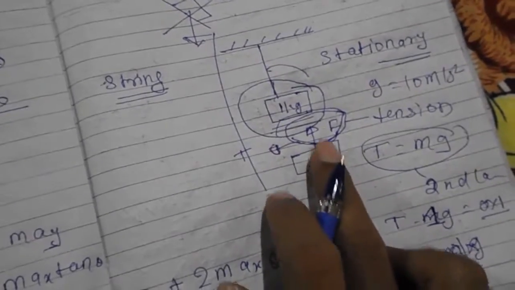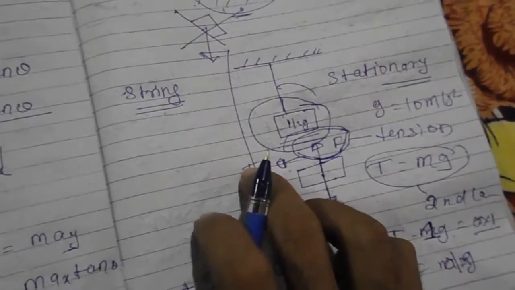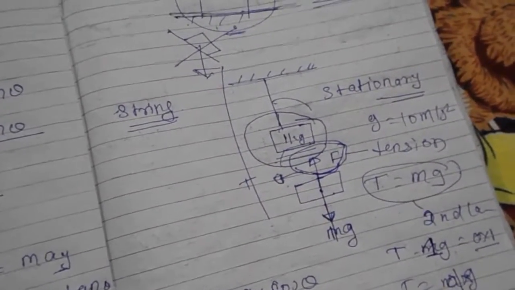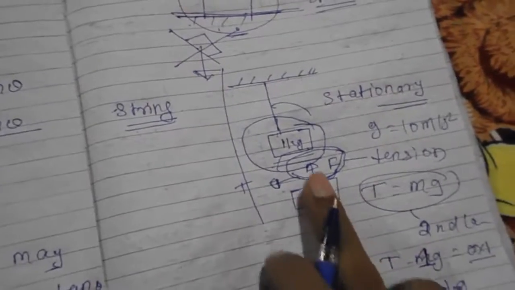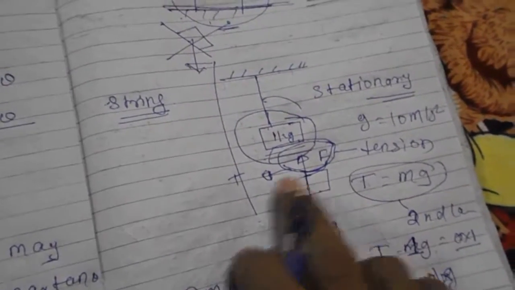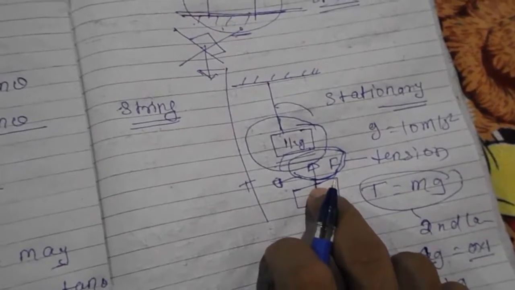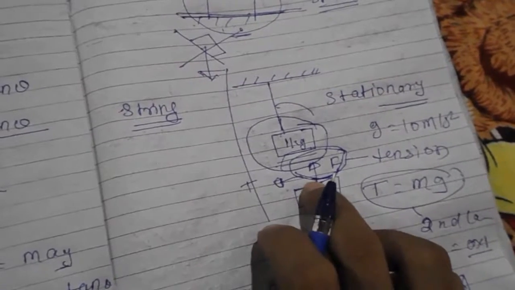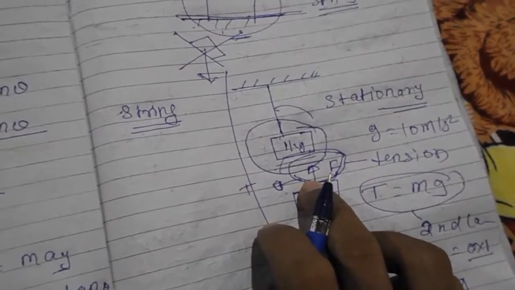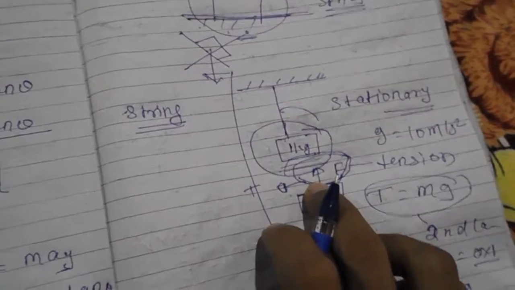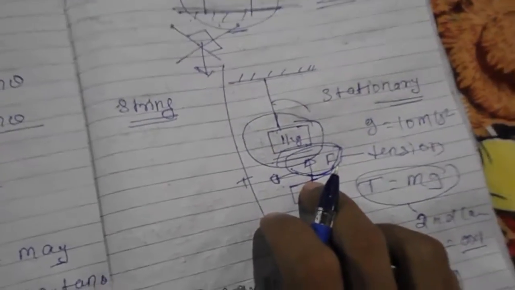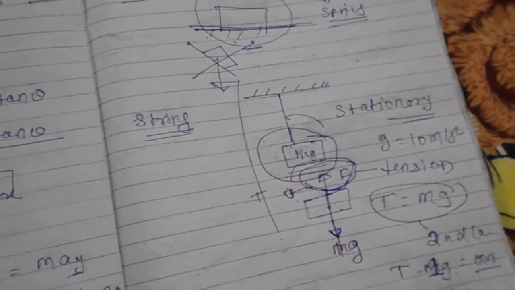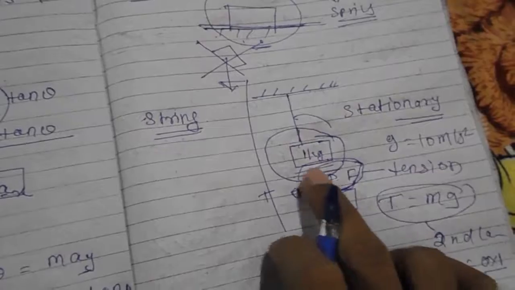Who has applied this force? The string has applied. On which body has the string applied this force? On the block. This string has applied a force of T newton on this block of mass 1 kg. So will this block not apply a force on the string?